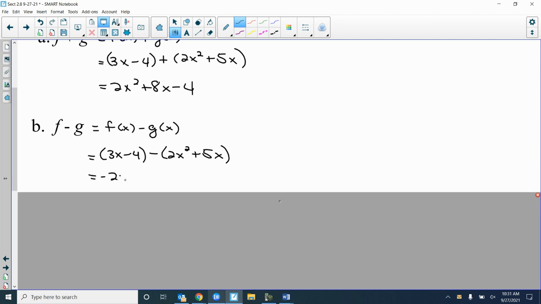It's going to give me negative 2x squared. All right, I got negative 5x plus 3x. It gives me minus 2x. And then I got my minus 4. Again, you would have a GCF, you don't need to factor it out. Just leave that. That's f minus g. Okay?